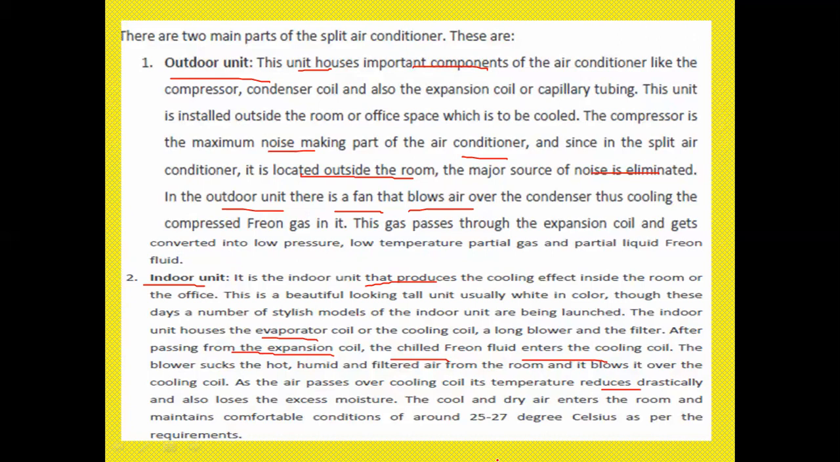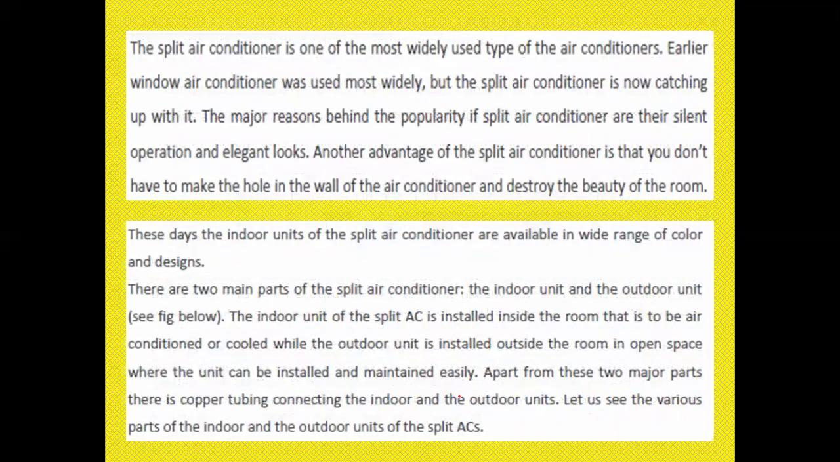So whenever the air is passing over the cooling coil, its temperature gets reduced and there is also excess loss of moisture. Then the cool and dry air enters the room and maintains comfortable conditions of around 22 to 27 degrees centigrade as per the requirements. That is about the indoor unit. The split air conditioner is one of the most widely used types of AC. Earlier the window air conditioning system was used, but now we are widely using the split AC.